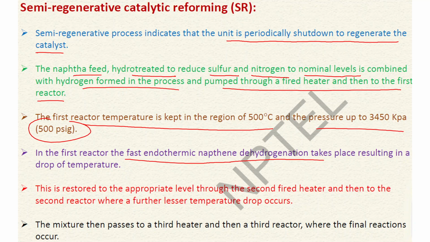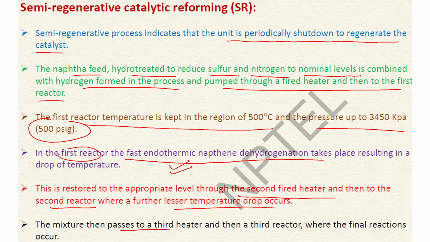Before sending the product of the first reactor into the second reactor, we need to increase the temperature of the feed again. So this is restored to the appropriate level through a second fired heater, where it gains the required temperature, and then it is sent to the second reactor where a further lesser temperature drop occurs. The most temperature drop occurs in the first reactor, more than the second one.